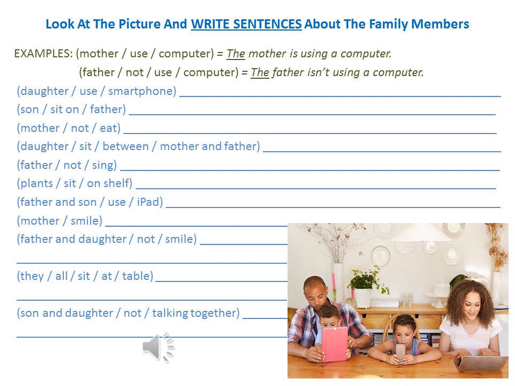Next, the plants are sitting on the shelf. The mother is smiling. Smile is a noun here; smiling is the verb. The father and daughter are not smiling. The father and daughter aren't smiling. Okay, you do the last two.